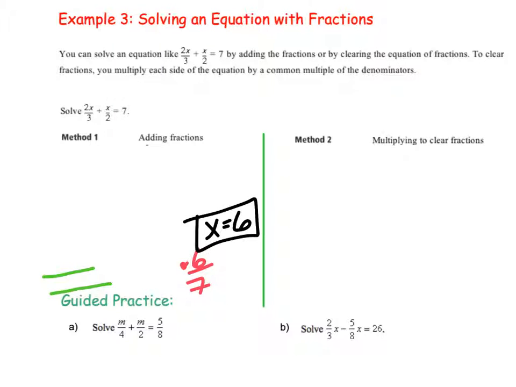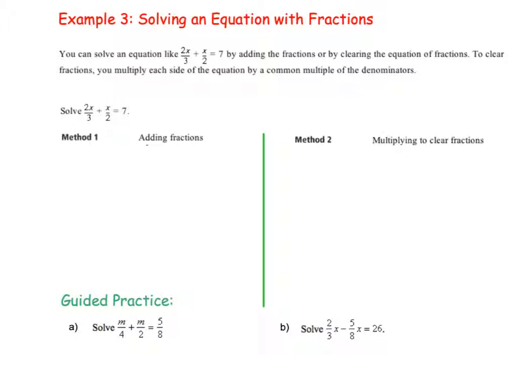Alright, well if you don't like fractions, then clearing the fractions might be the method for you. So let's start doing this. I'm going to rewrite what we originally had. And you still need to understand the idea of a common denominator or a common multiple. So looking at the 3 and 2, that process is still the same. And you would say, what is a common multiple of those? And you know that it was 6.